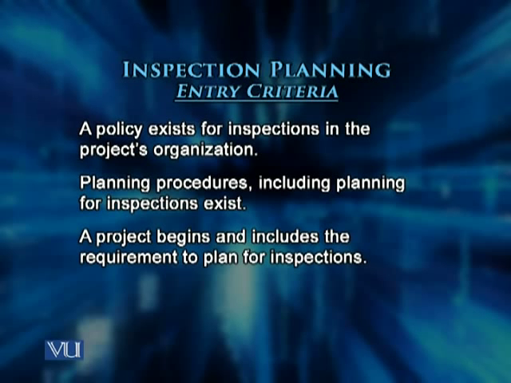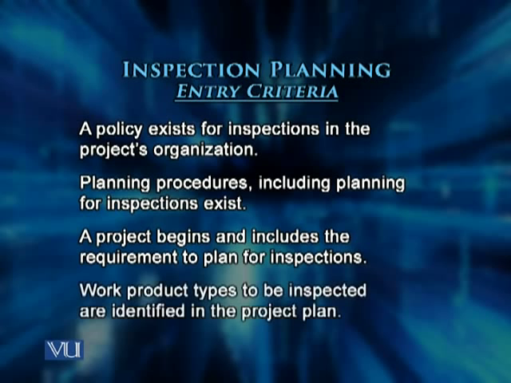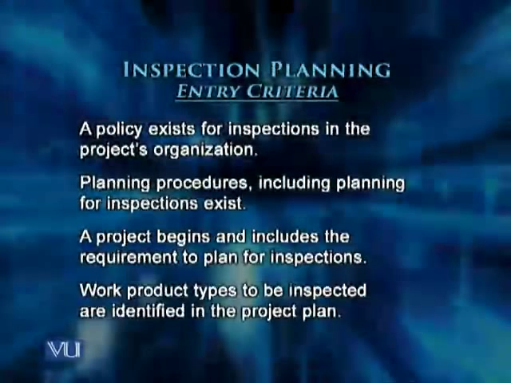So you have to put that in the project plan. Work product types to be inspected are identified in the project plan. We talked about all kinds of work products that can be inspected, but we also talked about the fact that it is not practically possible to inspect each and everything. And so the project management can decide which products have to be inspected and which will not go through the inspection activity. And that has to be part of the project plan. And these are the entry criteria for inspection planning.